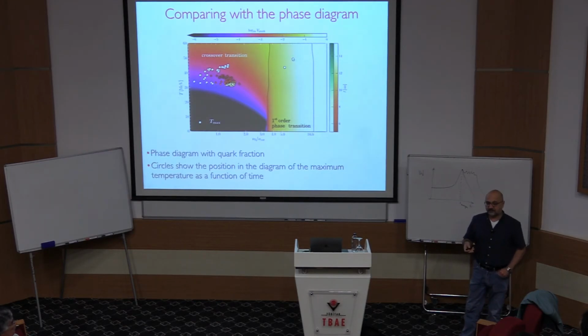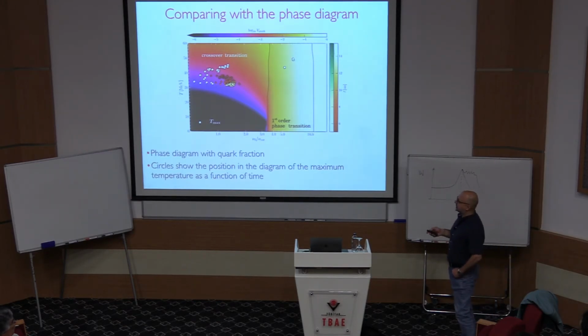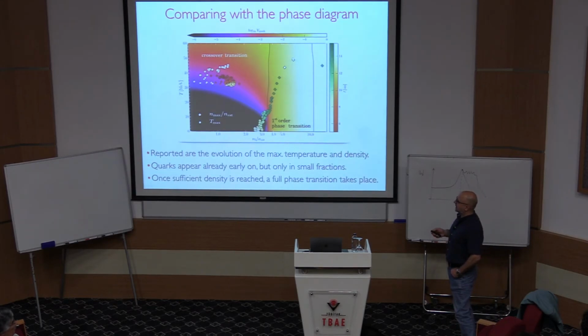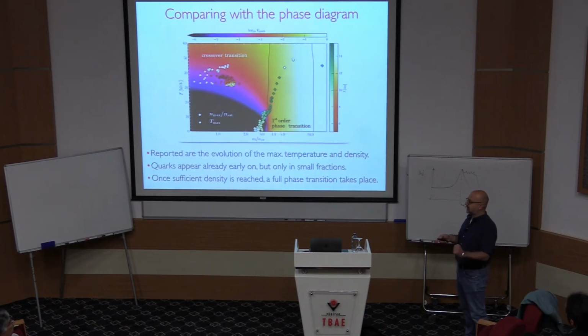I can do the same for the density, and I can track the position of the maximum density as a function of time. And here the color code is white to dark green. So you start over here, and then you go over here. Just to make it clear, at the beginning, 6 milliseconds after the merger, you have temperatures and densities in this range. Then the temperature and the density both grow. They transit this region of the first order transition, and then they produce a full phase transition.